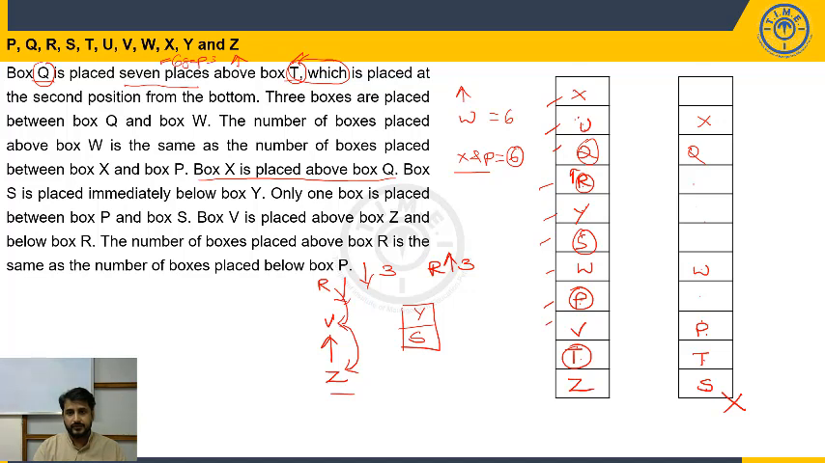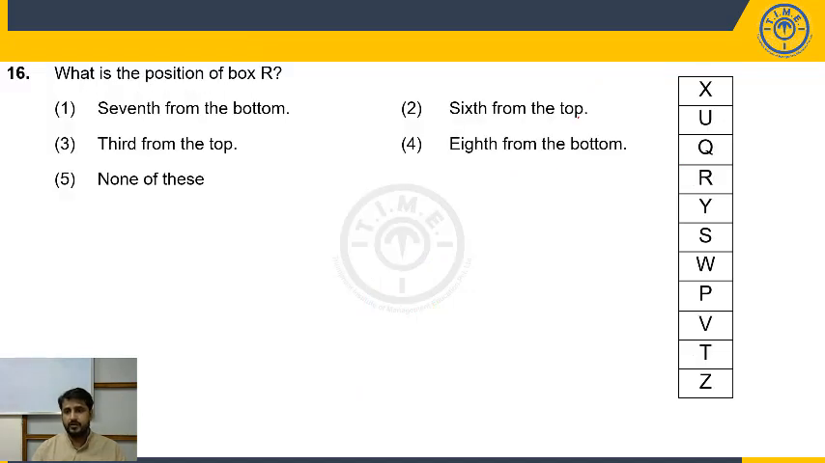Let's answer the questions. What is the position of R? 1, 2, 3, 4. Fourth from the top. Do we have that? No. Let's count from the bottom. 1, 2, 3, 4, 5, 6, 7, 8. Eighth from the bottom. Yes, we have. It is in choice 4.